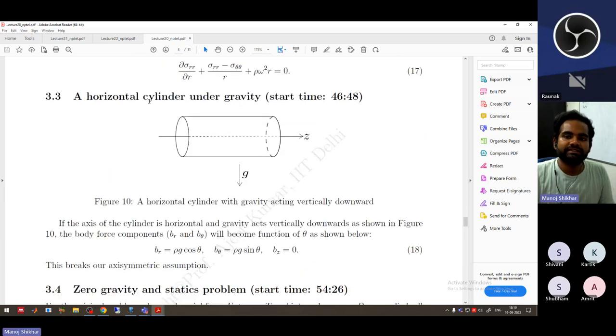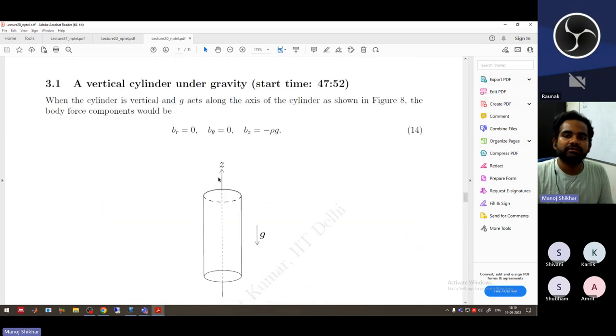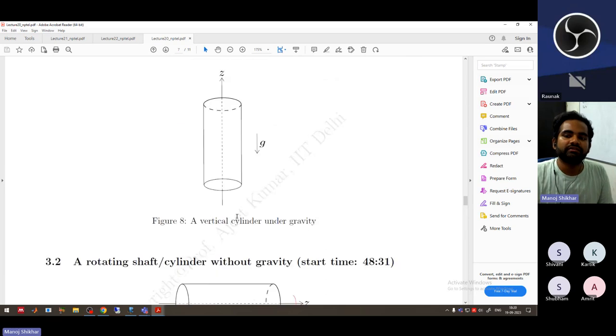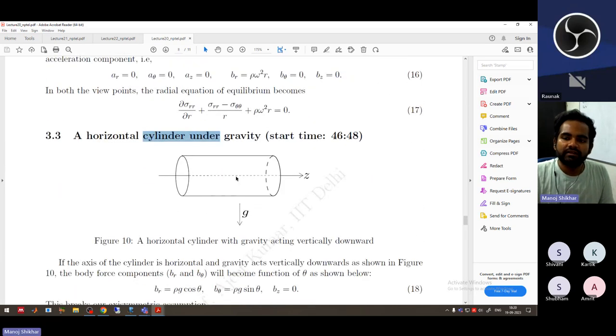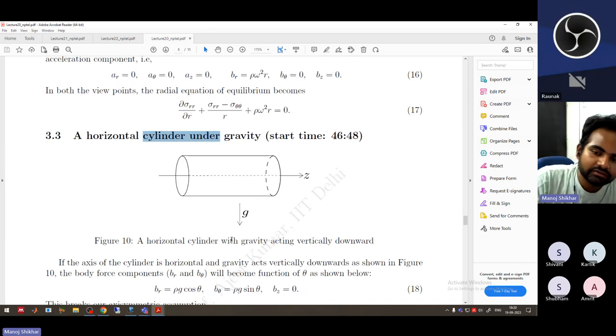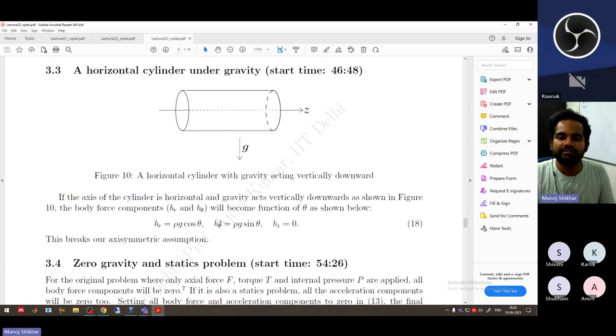Now, what if the cylinder which we took in the first example was kept horizontally? In that case, the gravity will act in a direction perpendicular to z. So it will have two components, one in the R direction and one in the theta direction. That's why we will get BR and B theta.